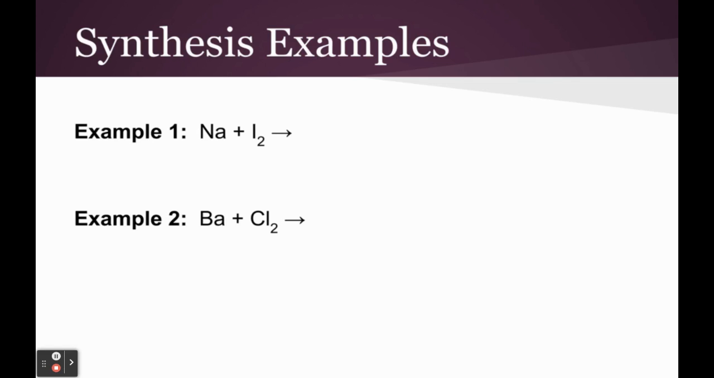All right, so here are our example problems for synthesis. So our first example has sodium plus iodine. So when you're creating the formula, you want to ignore this 2 for right now. So you write sodium and iodine. Sodium has a charge of +1, iodine has a charge of -1. So you only need 1 sodium and 1 iodine to make a neutral compound. So your formula is just NaI.